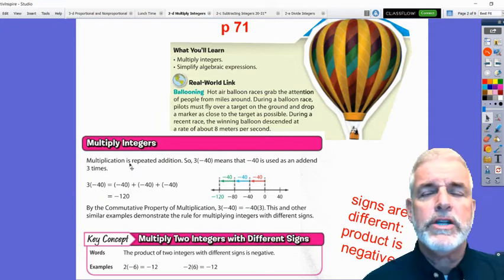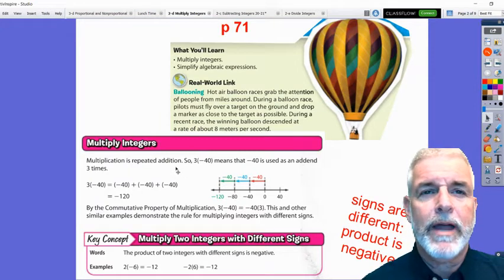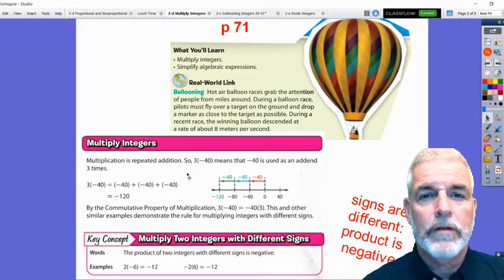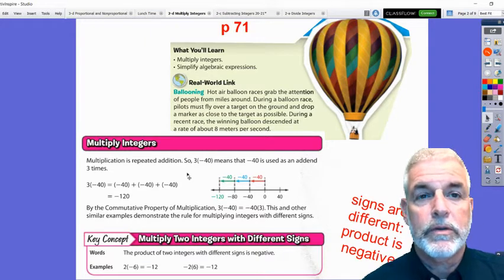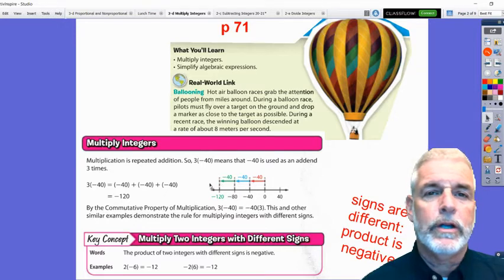So, multiplication. Multiplication is repeated addition. You may have learned that back in third grade when you learned multiplication. So, 2 times 4 is 2 added to itself 4 times. 2 plus 2 plus 2 plus 2. And I'll show you a little diagram here.